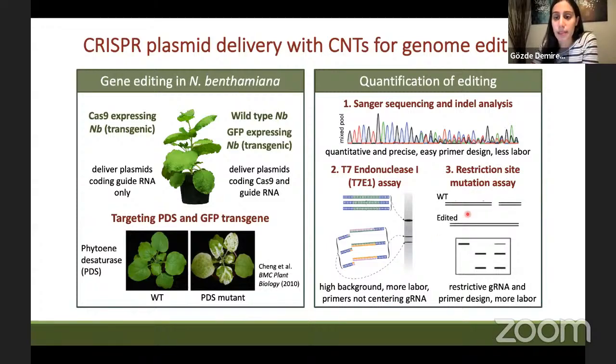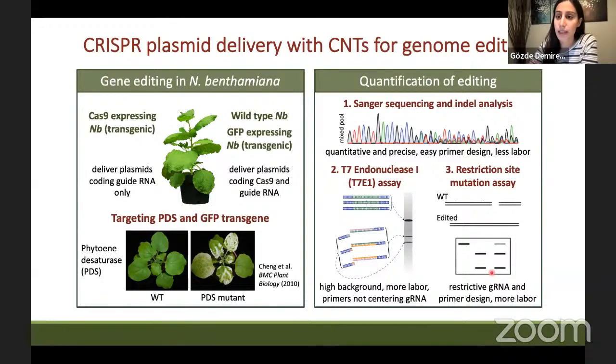The other method that's also enzymatic is the restriction site mutation assay. So in this case, when you're designing your guide RNA, if you design the guide RNA to mutate a restriction enzyme site, so in your mutants, the restriction enzyme site will not be there. So when you extract the genomic DNA and add the restriction enzyme in the wild type, it should be cut into 2 pieces. But in the edited one, because you don't have the restriction enzyme site anymore, you will get 1 band. So then it's again an enzyme running on the gel type of assay.